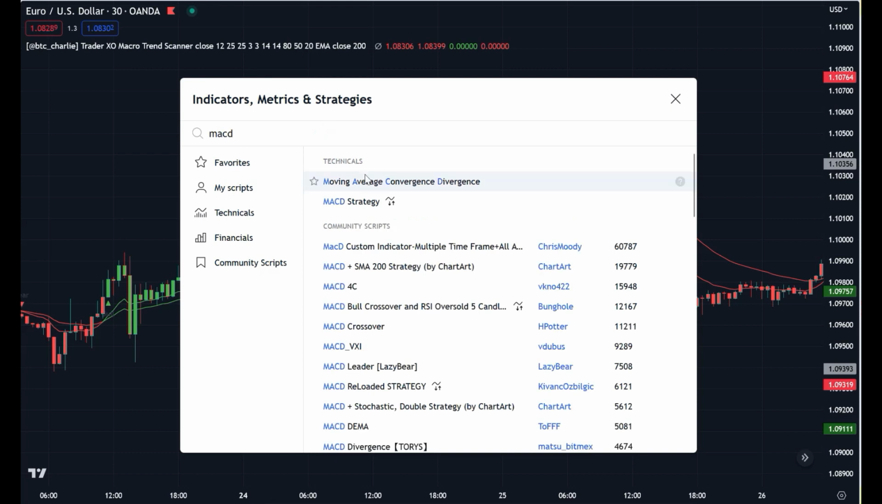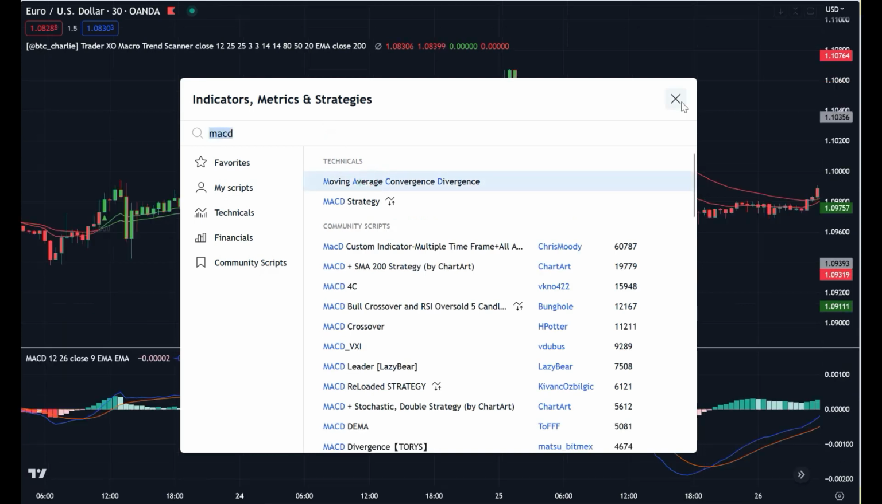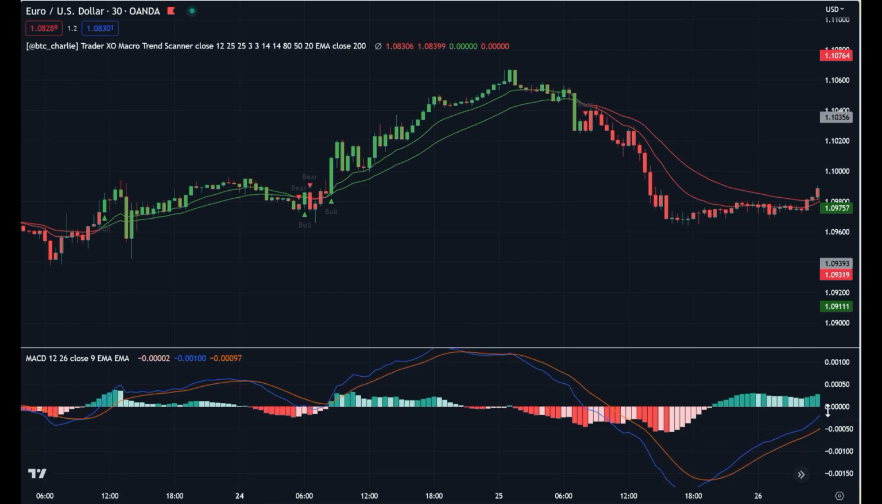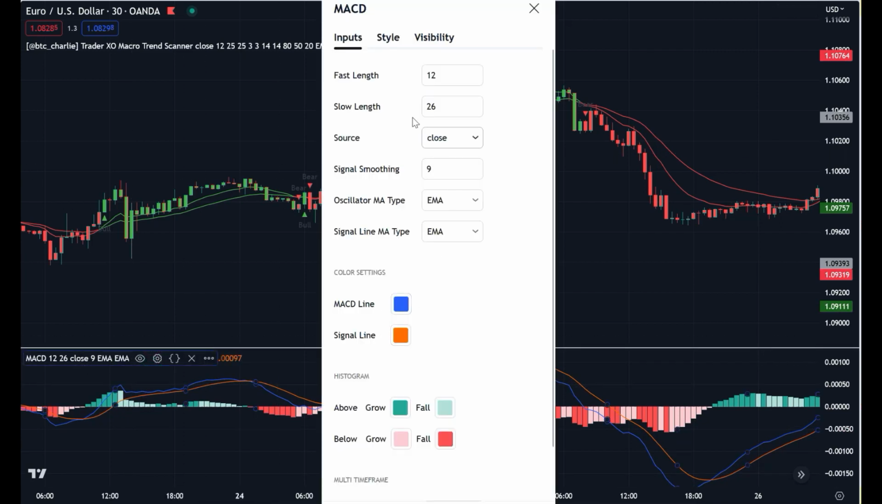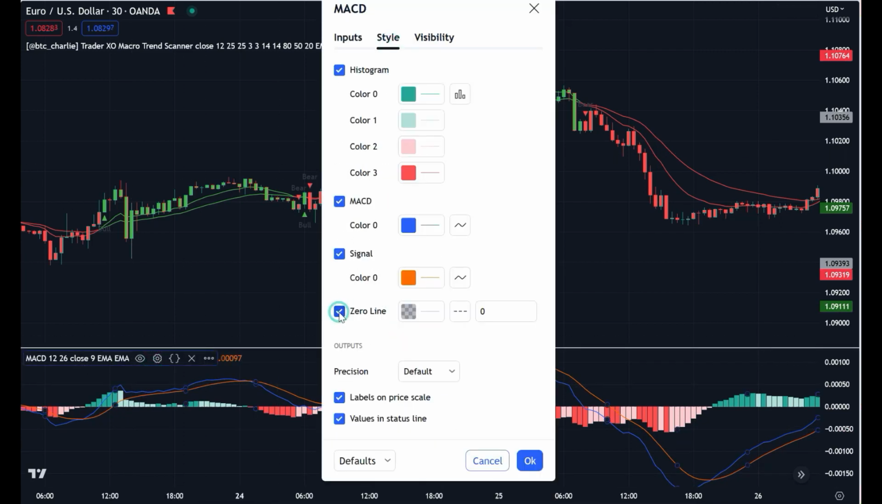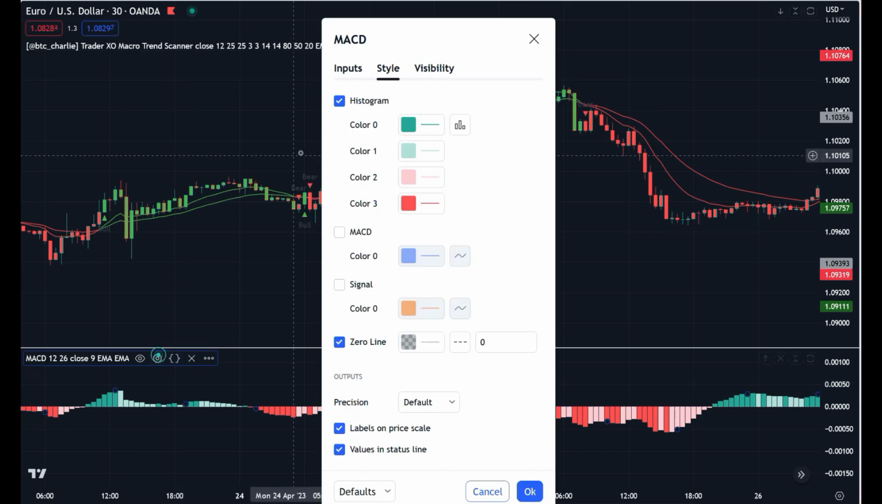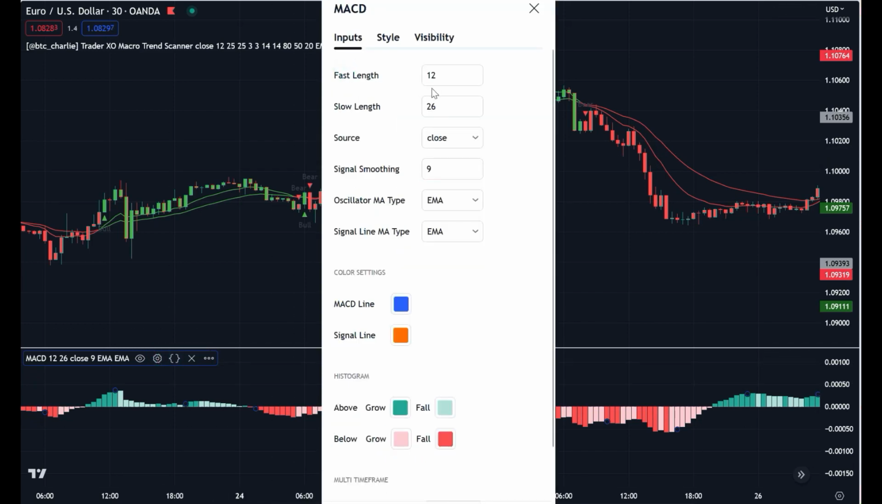Open the indicator options and type MACD to apply the Moving Average Convergence Divergence indicator to your chart. The MACD indicator consists of histograms, a signal line, and a MACD line. Now, let's change some settings of the indicator. In the Style tab, disable the MACD and signal options since we don't need them for this strategy. Next, go to the Input section and change the fast length option to 26 and the slow length to 100.